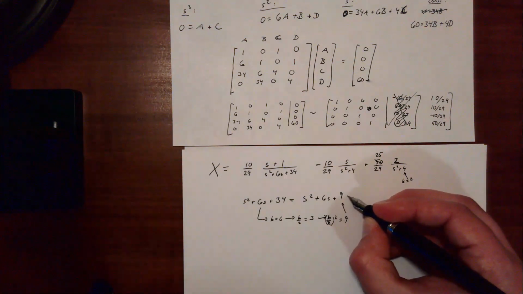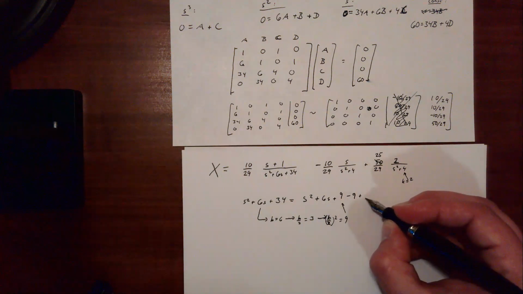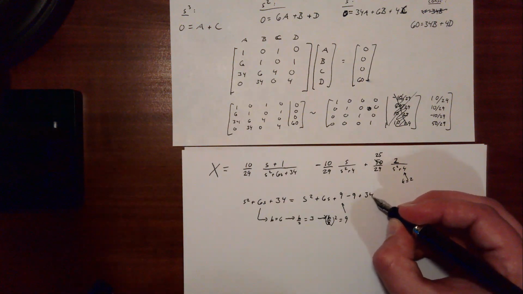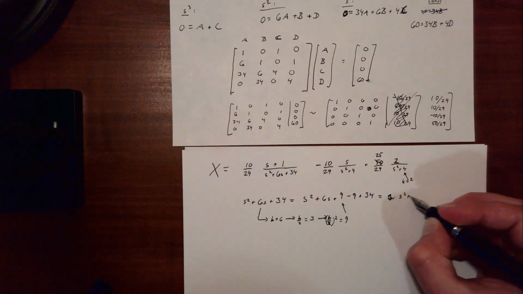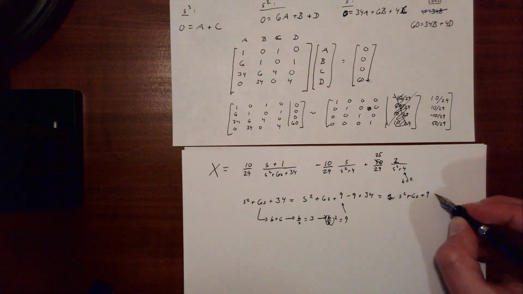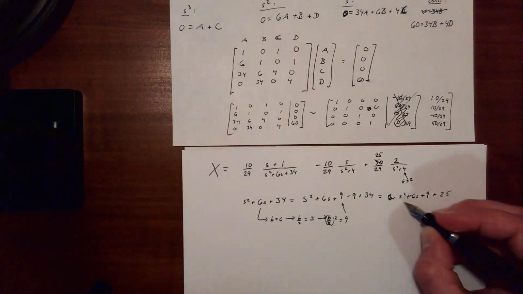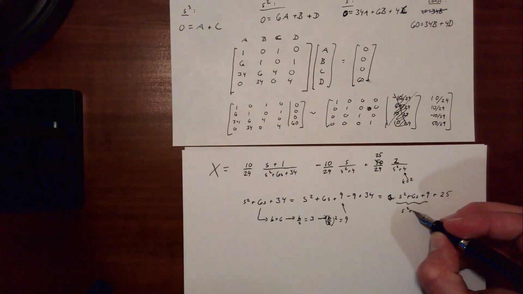And then to make it balance out, you subtract the 9 from the 34, or you can make it 9 plus 9 minus 9 plus 34. So then that's going to be s squared plus 6s plus 9 plus, looks like 25. And this is exactly, of course, s plus 3, I should say, all squared.